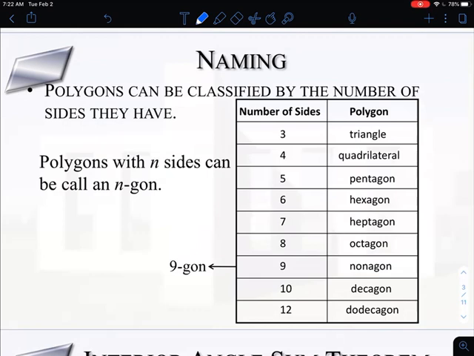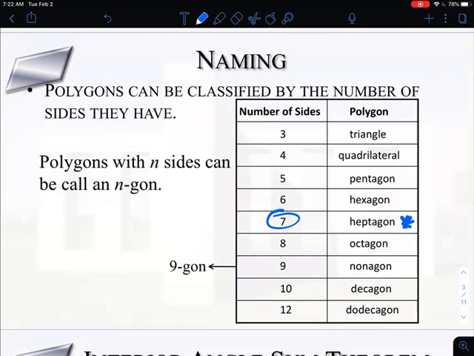You need to know those names, specifically because in a problem they might say, what is the sum of the interior angles for a heptagon? And you have to understand that a heptagon has 7 sides. So you need to know those names for each of these different polygons.